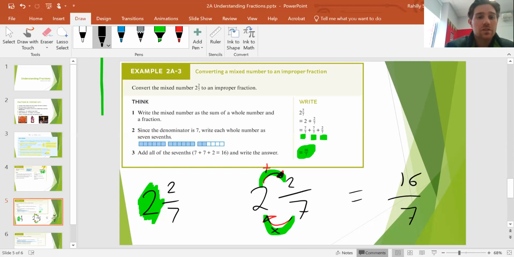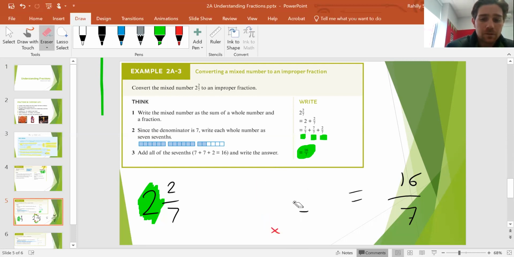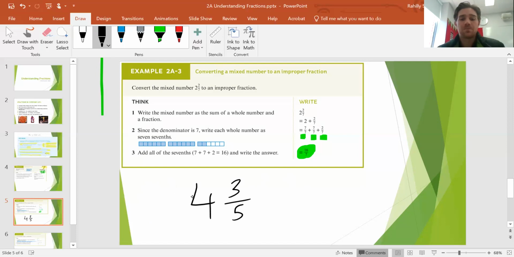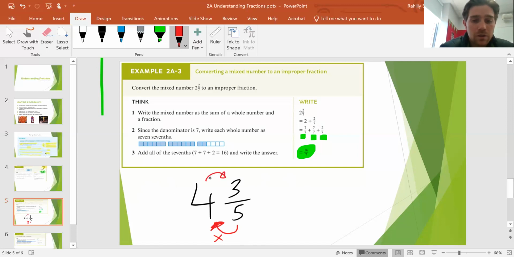Okay, I'll do another example as well that hopefully should explain it again. Once I get the eraser going, there we go. Okay, so if we had, let's say, the mixed number 4 and 3 over 5. What I would suggest you do is you go 4 times 5, which is 20. 4 times 5, 20, plus the 3, gets you to 23. So 4 times 5 is 20, plus 3, 23 over 5.